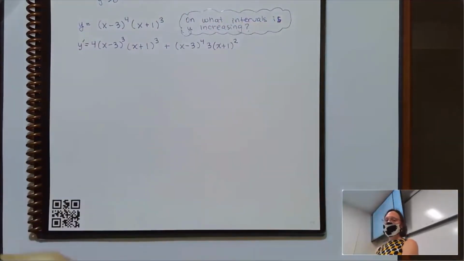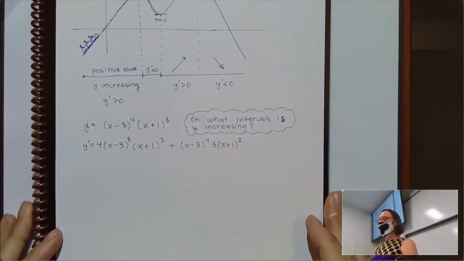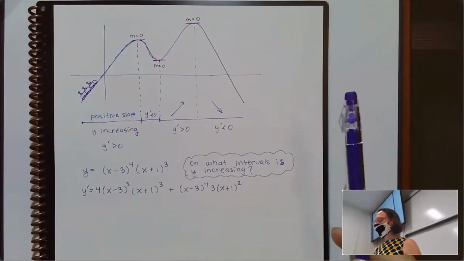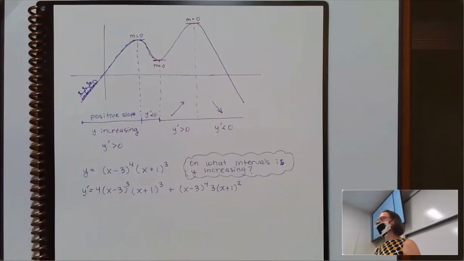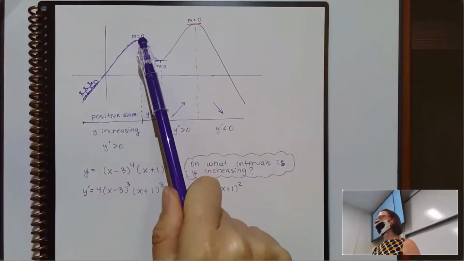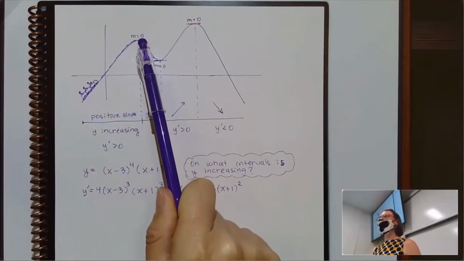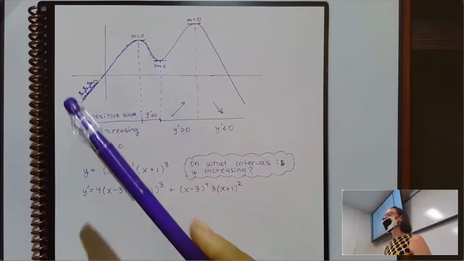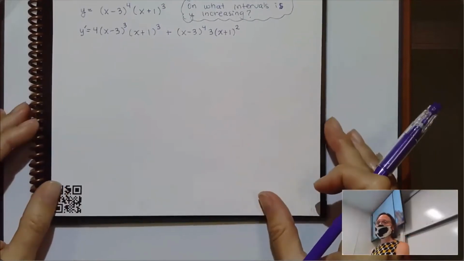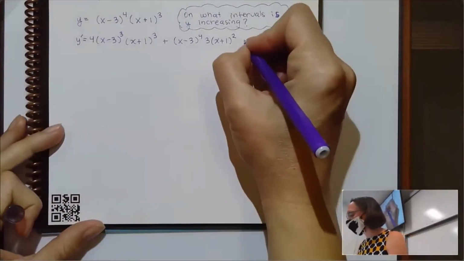Now, I'm going to go back to my roller coasterology analogy for a second. The places where we switch from increasing to decreasing are those places where my function hits a flat spot, because the derivative is 0. So if I want to know whether we're increasing or decreasing, really the first thing I have to figure out is where is that whole thing equal to 0?